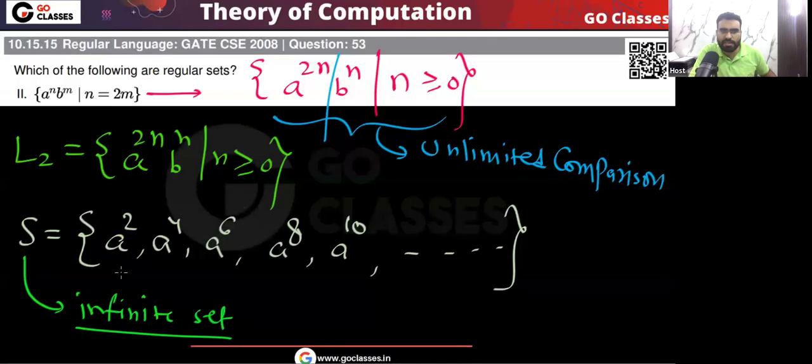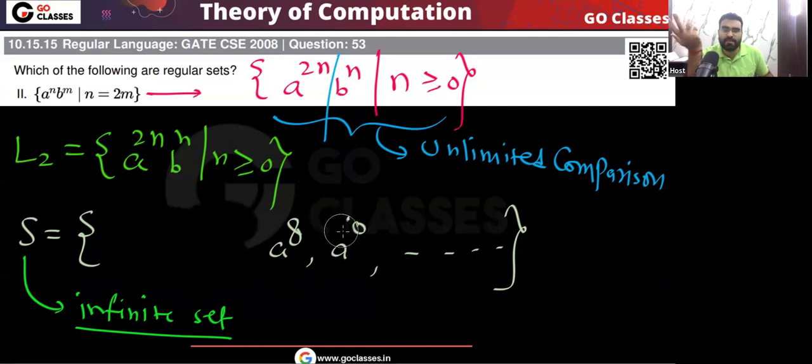Now, a student is asking, sir, what about a power 0? We don't care about the corner cases. This is already an infinite set. If you add one more string, will it matter? We don't have to worry about some small cases. For example, if I remove these three also, it is still an infinite set. I can consider this also. Are you getting my point?